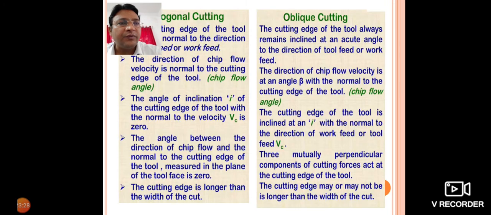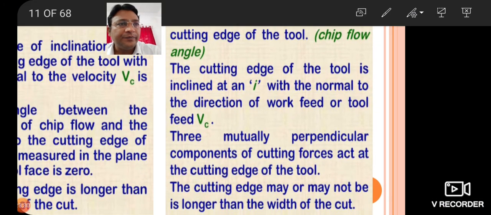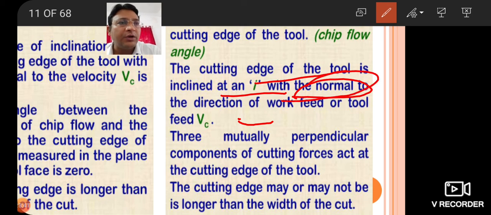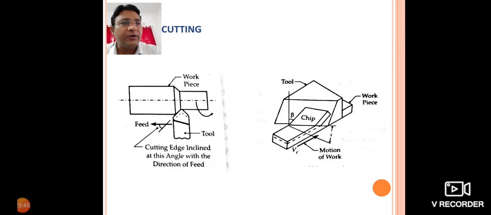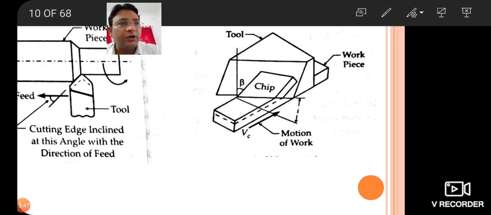Let me read that statement again for you to understand it better. The cutting edge of the tool is inclined at an angle. Cutting edge is inclined to what? To the normal to the direction of work feed or tool feed.